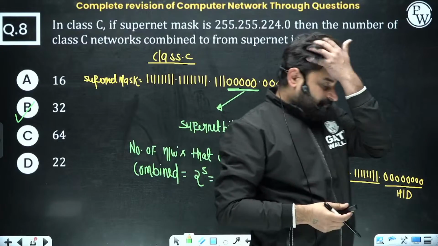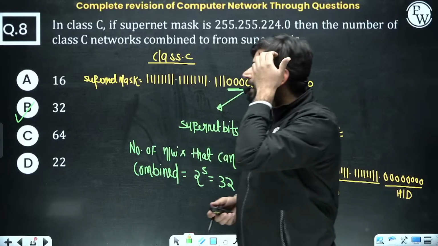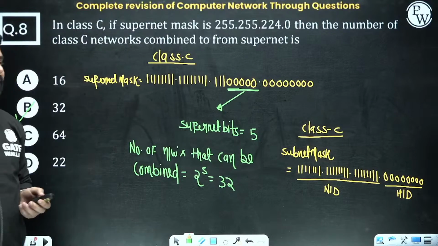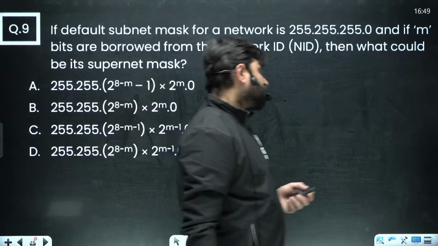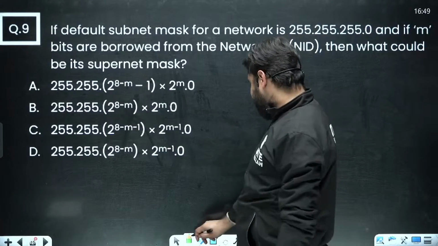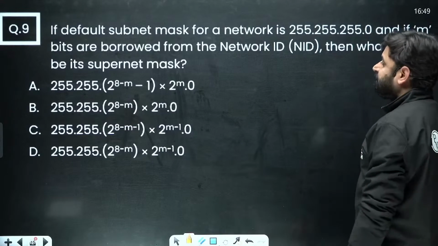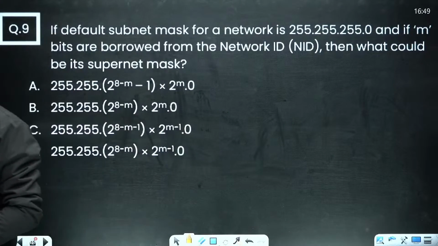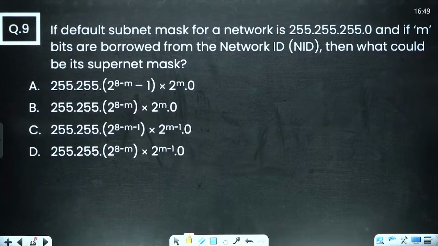Is it clear to everyone? Question number 8 is clear to everyone, so I will move to the next question, my dear friends. Now this is question number 9 that you can see. Let's see question number 9 and try to solve it.